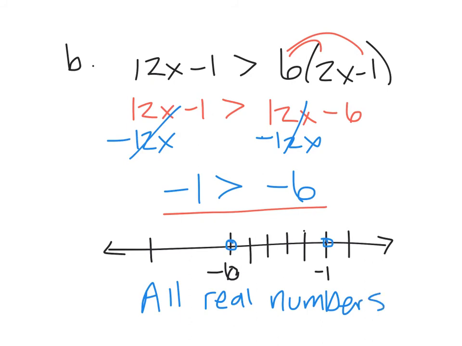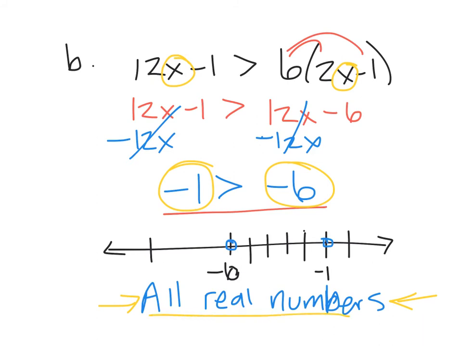The reason all real numbers work, guys, is because if I plug in any number you give me to both places where this x is, this side is always going to be greater than this side. So any number I put in for x is a true statement. So that's why your answer is all real numbers.